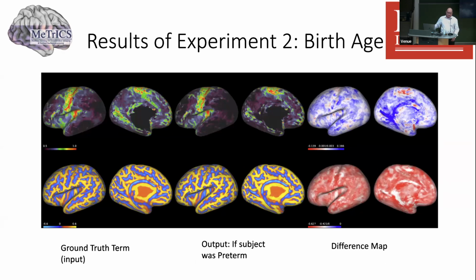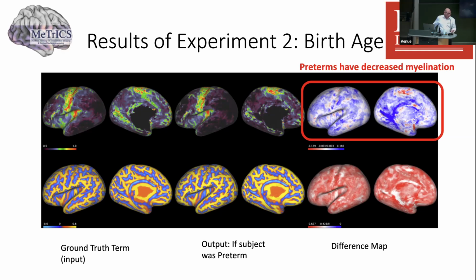And my favorite results are on the birth age experiments, where we don't have longitudinal data. You can't be born, scanned, and born later and scanned again. Instead, we just say, hey, let's see what happens. Let's take a term baby. We're going to take this term baby and make it into a premature version of itself. And we're going to look at the difference maps. What happened?